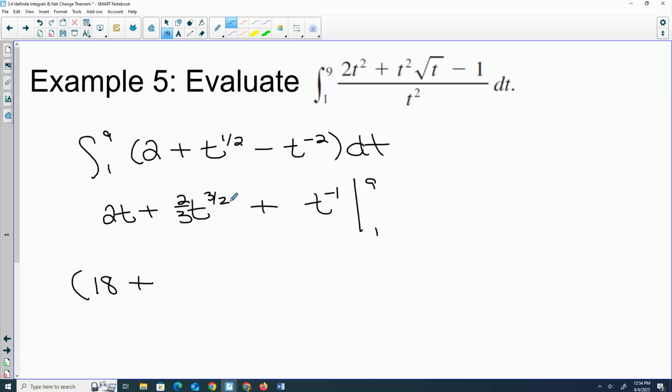Nine to the 3/2, so that means the square root of 9, which is 3. Cubed is 27, times 2/3 is 18.